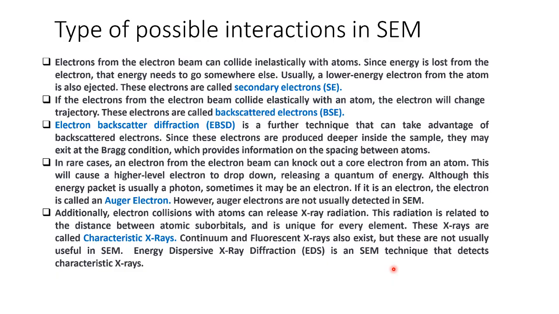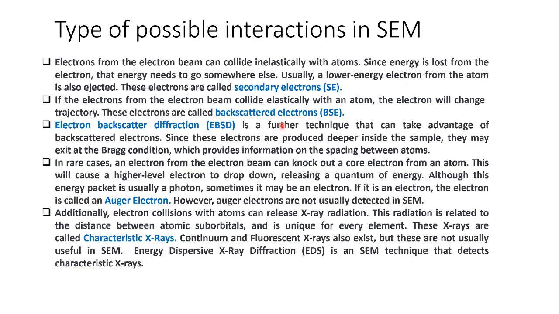So the possible types of interaction I already told you. Secondary electron: this is a low energy electron from the atom. Why is it low energy? Because it is colliding with one of the atoms and coming back. So that electron has very little energy, but it will give a very good resolution.